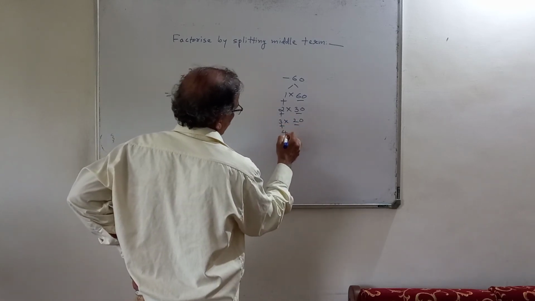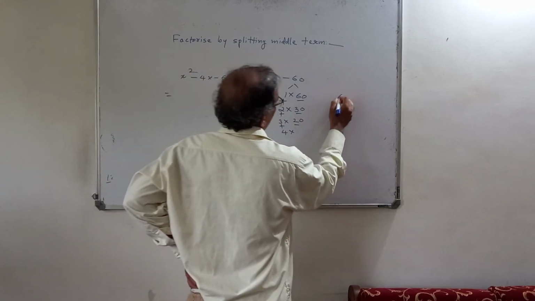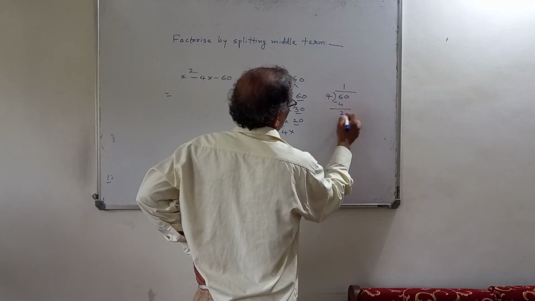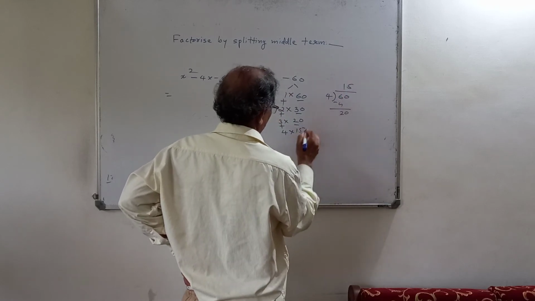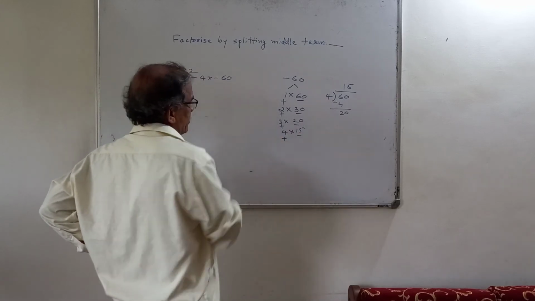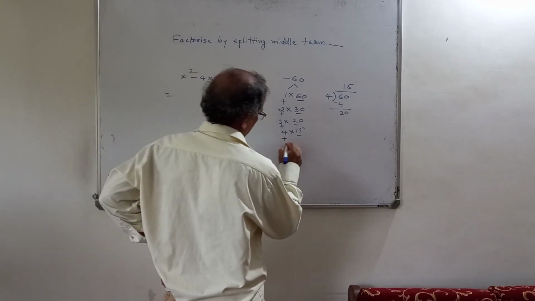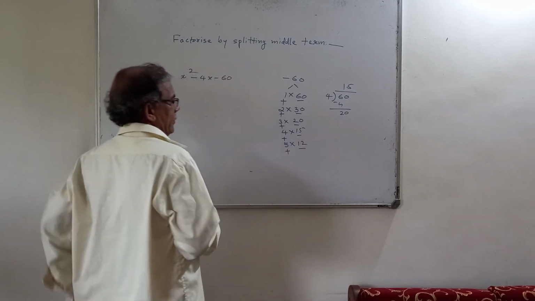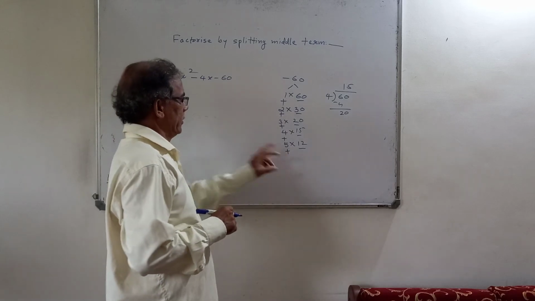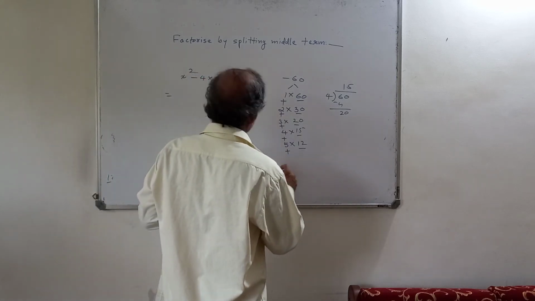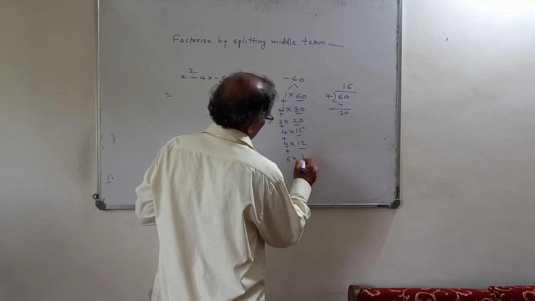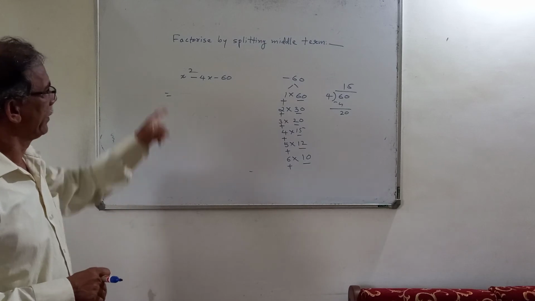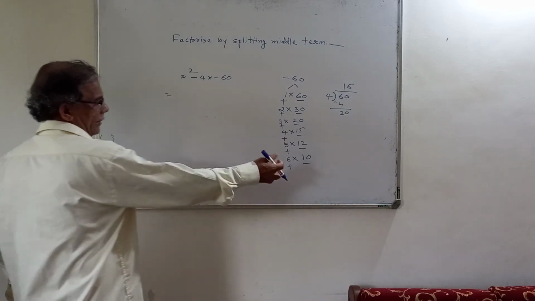Then 4 into, if you want to find a pair, what will you do? 60 divided by 4. 4 1s are 4, 2 remain, 4 5s are 20, 15 4s are 60. Is the difference minus 4? No. 5 into 12, 12 5s are 60. Greater number negative. The difference is not minus 4. So 6 into 10. This is minus, this is plus. Now see, difference minus 4. So we shall take this pair now.